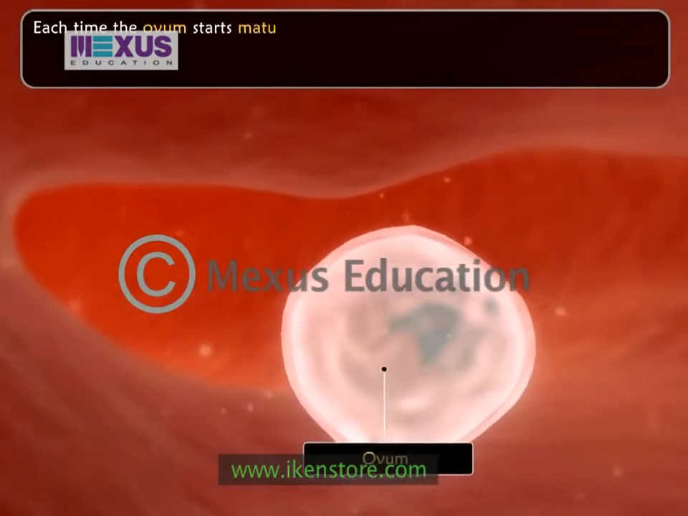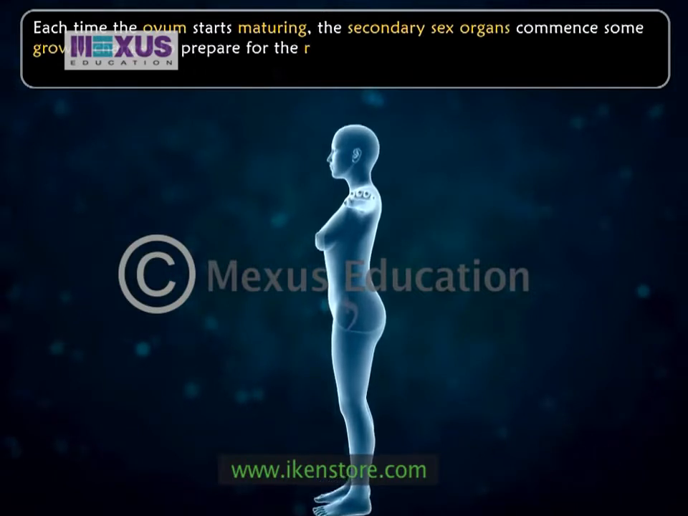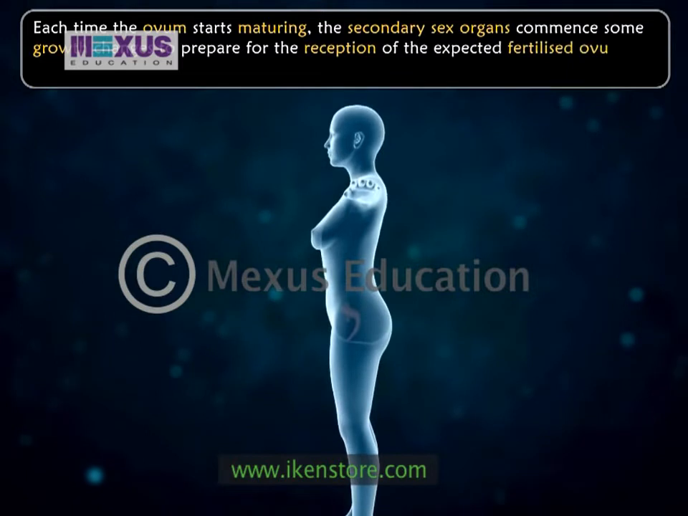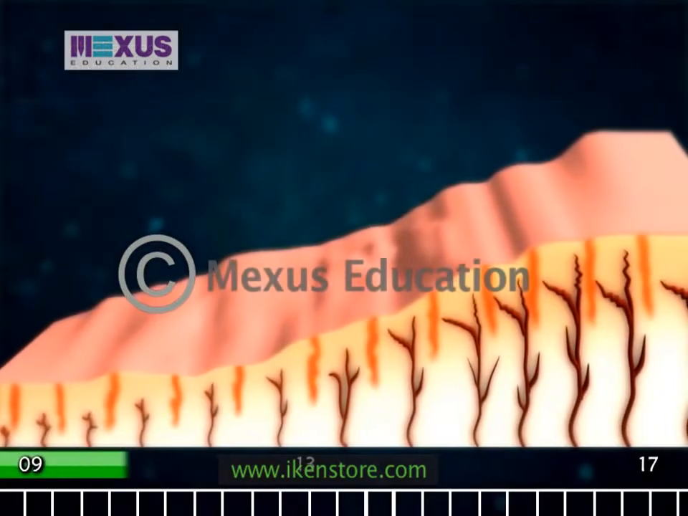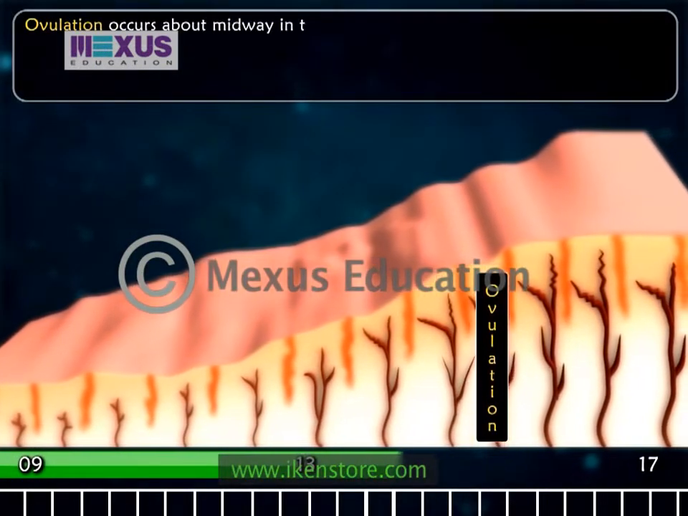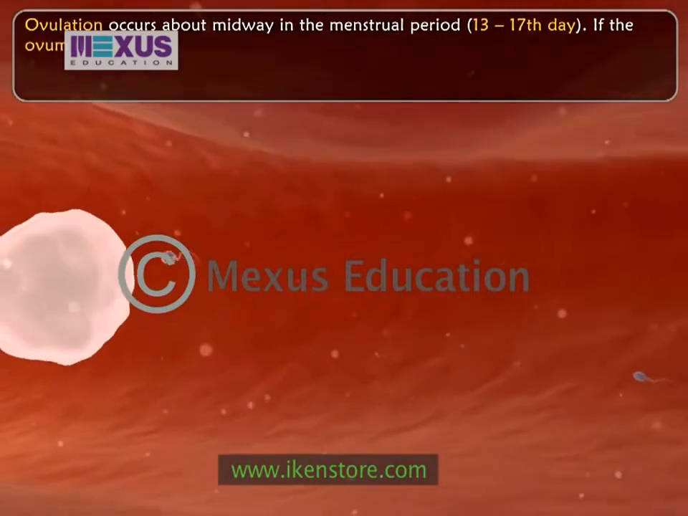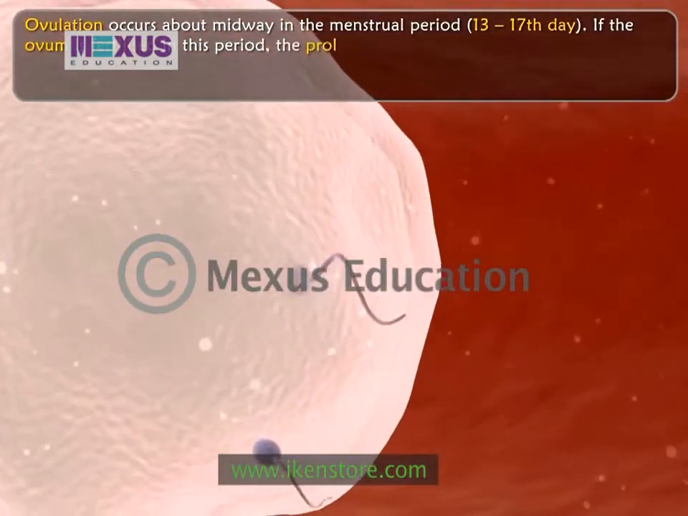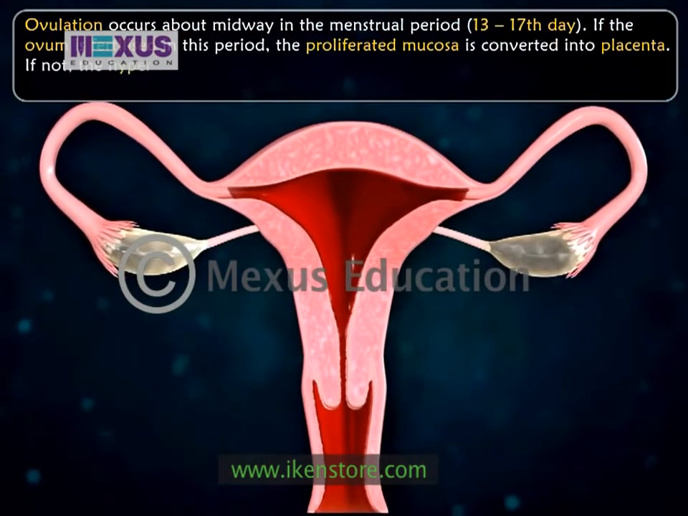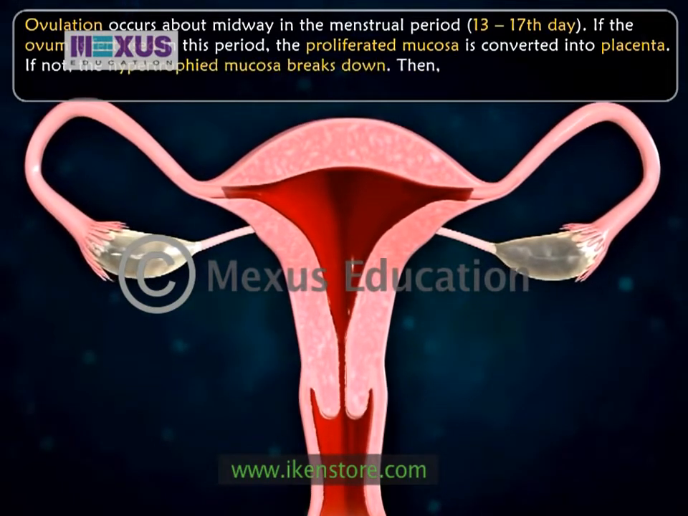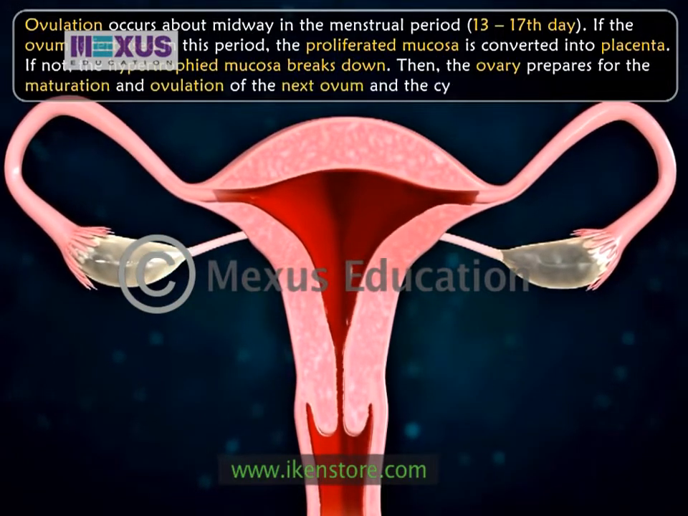Each time the ovum starts maturing, the secondary sex organs commence some growth changes to prepare for the reception of the expected fertilized ovum and the continuation of the anticipated pregnancy. Ovulation occurs about midway in the menstrual period, 13th to 17th day. If the ovum is fertilized in this period, the proliferated mucosa is converted into placenta. If not, the hypertrophied mucosa breaks down. Then the ovary prepares for the maturation and ovulation of the next ovum. The cycle continues.